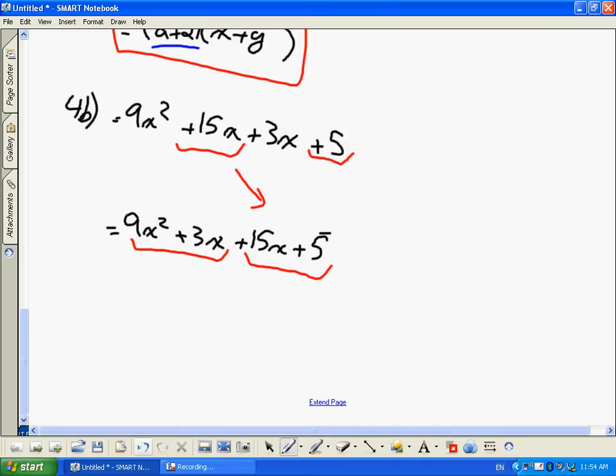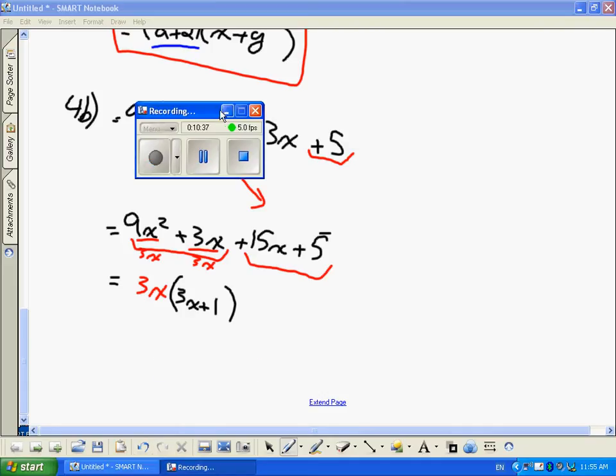I'm going to do the exact same process now. So my 9x squared plus 3x, well, I know I can take out the number 3x as a common factor here. Now what's going to be left is I have to divide these two terms by 3x. Divide that by 3x, divide that by 3x. 9x squared divided by 3x is 3x. 3x divided by 3x is plus 1. That's our first bracket.